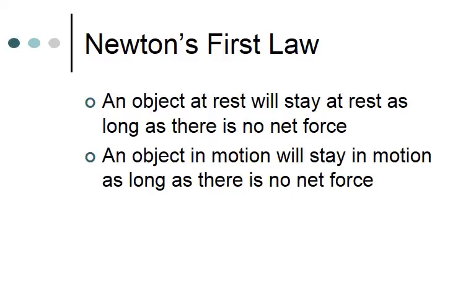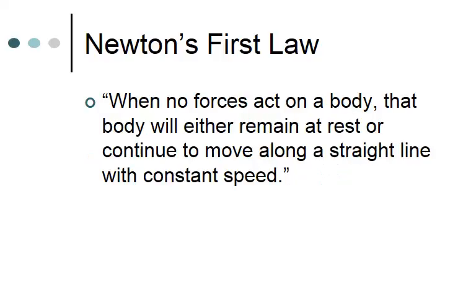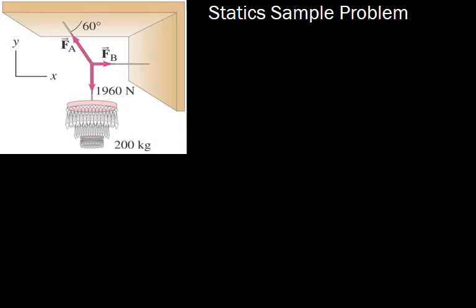All right, remember with Newton's first law, an object at rest will want to stay at rest as long as there's no net force, and an object in motion will want to stay in motion as long as there's no net force. And when no force is acting on a body, that body will either remain at rest or continue to move along a straight line with a constant speed. So let's go ahead and try this one here with a chandelier. We can draw a free body diagram here. Force gravity straight down, force A up at an angle, and then force B over.